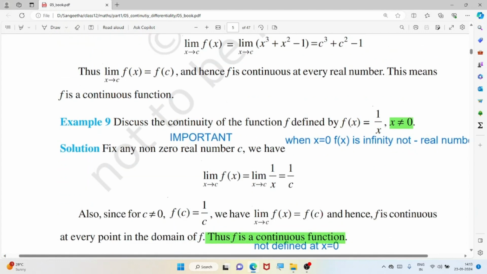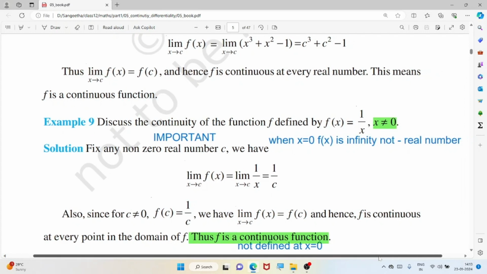Discuss the continuity of the function f of x equal to 1 by x. x is not equal to 0, that is important. What happens if you put x equal to 0? 1 by 0 will become infinity. That is not a real number, okay. Infinity is not a real number. So the function is not defined at x equal to 0, so we should not worry about the function value at x equal to 0. It is defined for x not equal to 0.